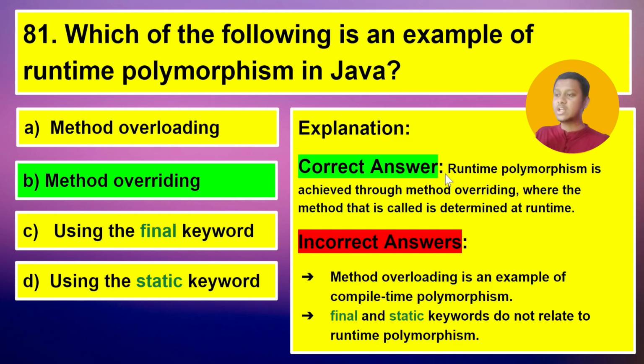So in the explanation, runtime polymorphism is achieved through method overriding, where the method that is called is determined at runtime. Other options are incorrect because method overloading is an example of compile time polymorphism, and final and static keywords are not related to runtime polymorphism.